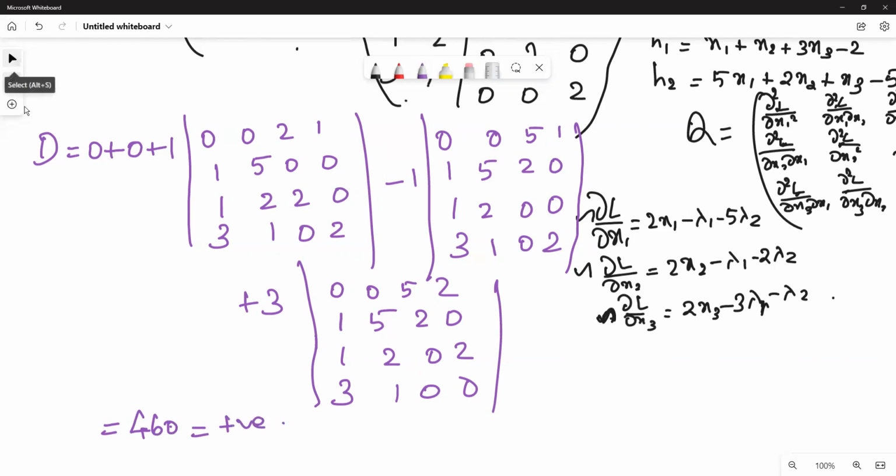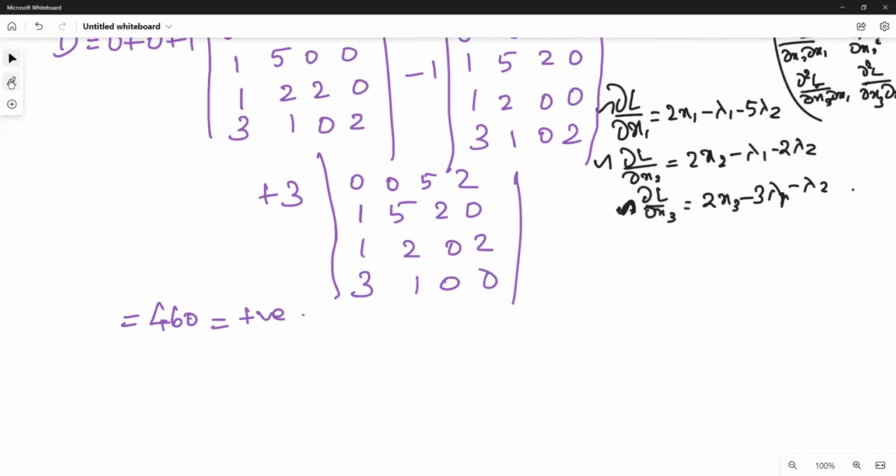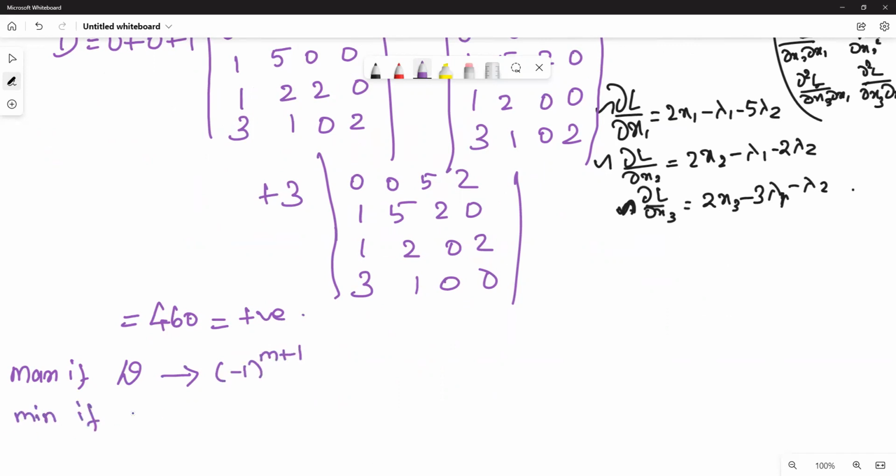How can you conclude whether the problem is of maximization or minimization type? The problem is said to be of maximization type if the sign of D coincides with (−1)^(m+1), and of minimization type if the sign of D coincides with (−1)^m. What is m here? Number of constraints. How many constraints do we have? 2. So (−1)^(2+1) is (−1)^3, which is negative.